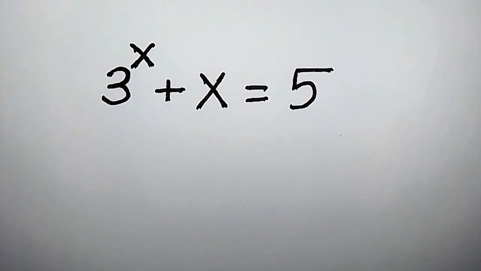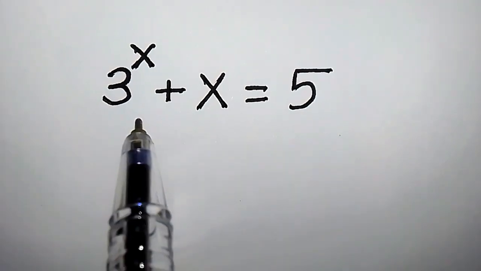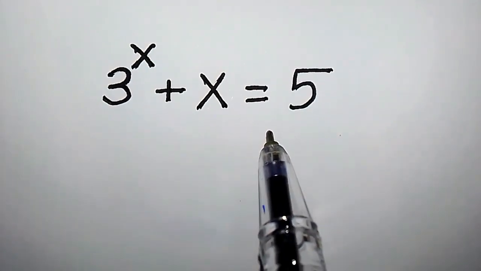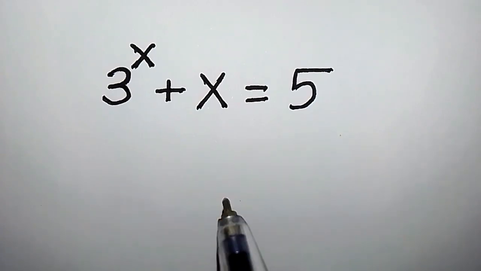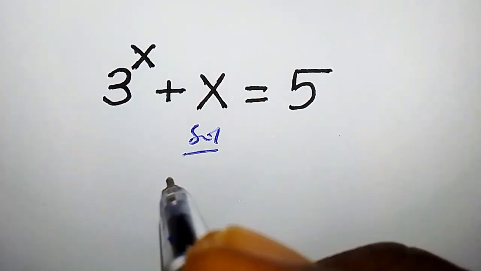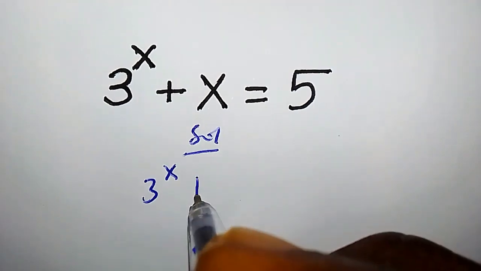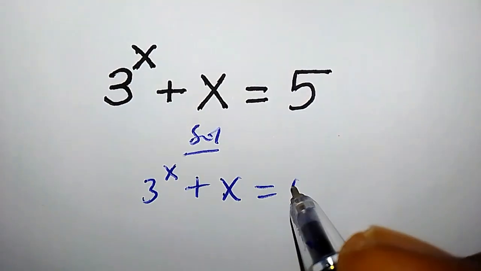Here we have a very interesting equation: 3 to the power of x plus x equals 5. How do we solve for x? Solution. We have 3 to the power of x plus x equals 5.